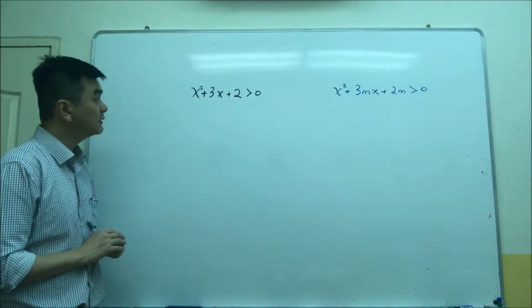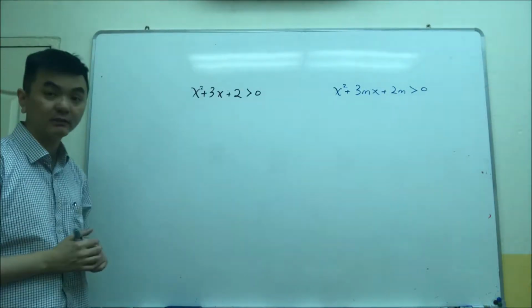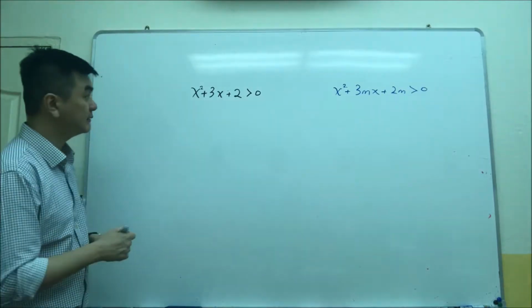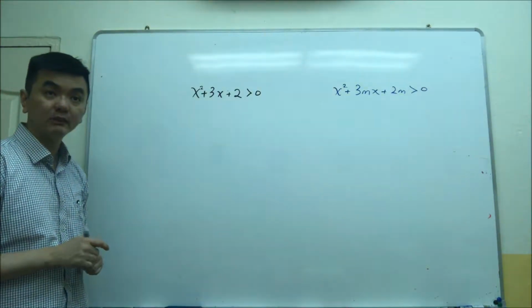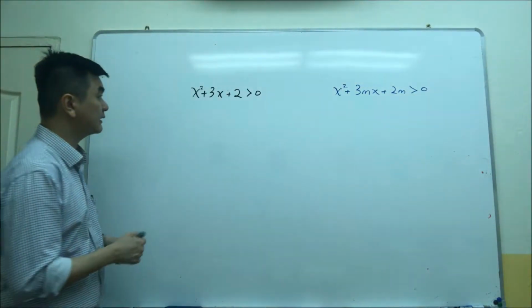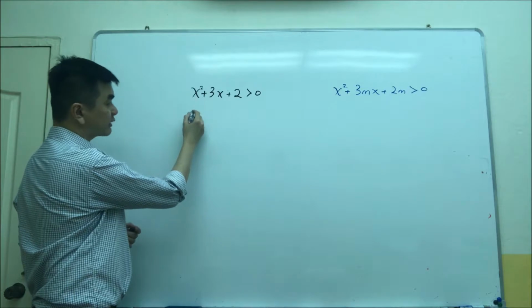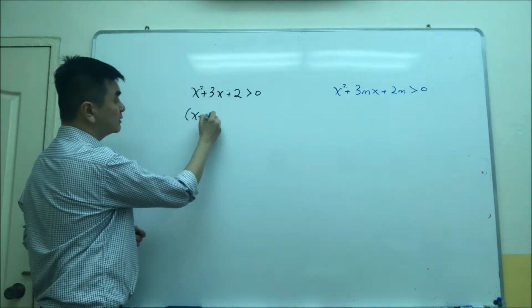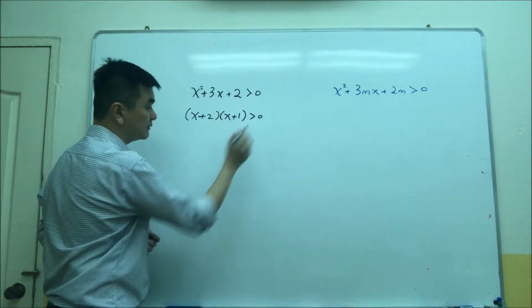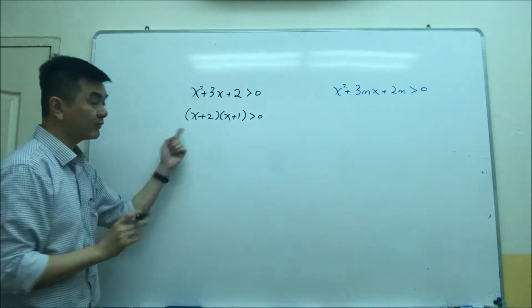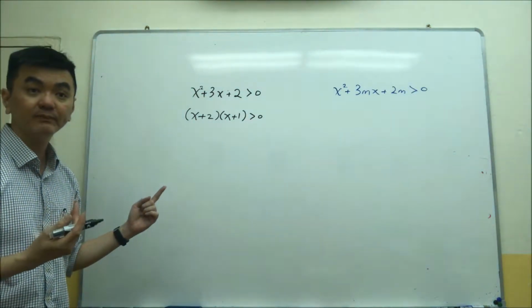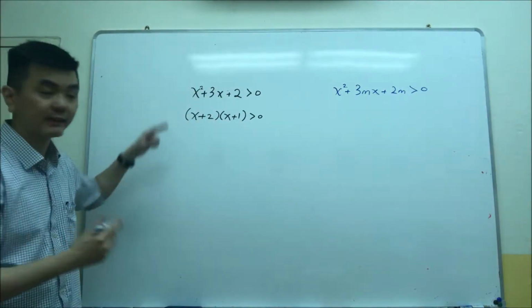x squared plus 3x plus 2 more than 0. In this case, we have a quadratic expression which is more than 0. So in order to solve this quadratic inequality, first of all, we must first try to factorize this quadratic expression over here. And by factorizing, I will get (x + 2)(x + 1) more than 0. After we have factorized it, we need to draw a quadratic curve to find out where are the parts that are more than 0.